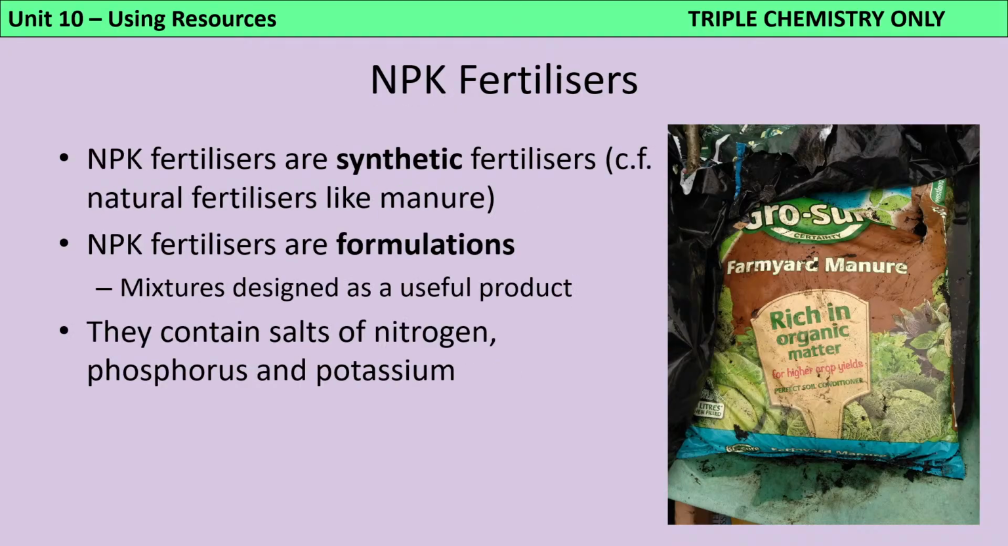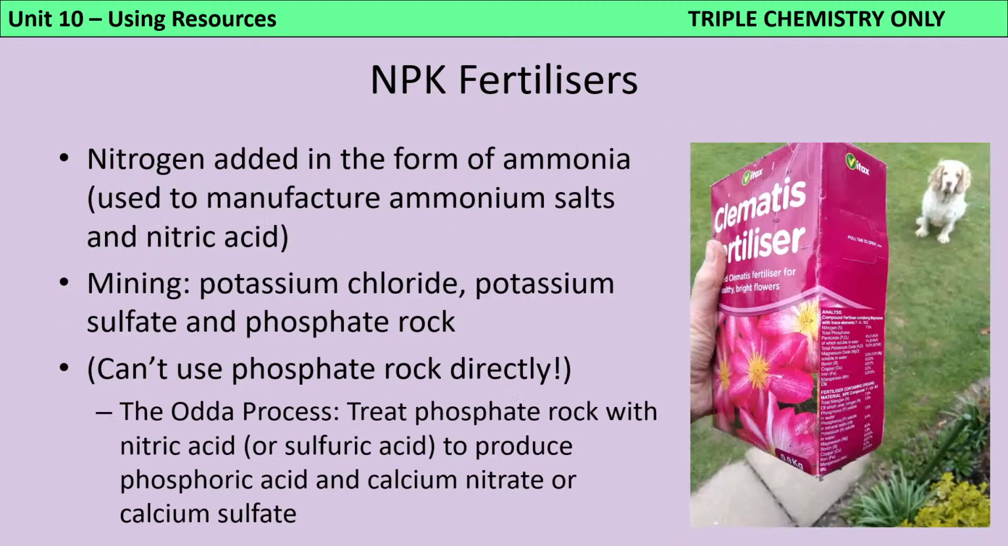So NPK fertilisers are an example of synthetic fertilisers, so they're made from chemicals, and they're formulations, so we know exactly what proportion all of the different compounds are, and they contain salts of nitrogen, phosphorus and potassium, so they're not going to contain just those pure elements. So we add nitrogen in the form of ammonia. We can mine potassium chloride, potassium sulfate and phosphate rock.